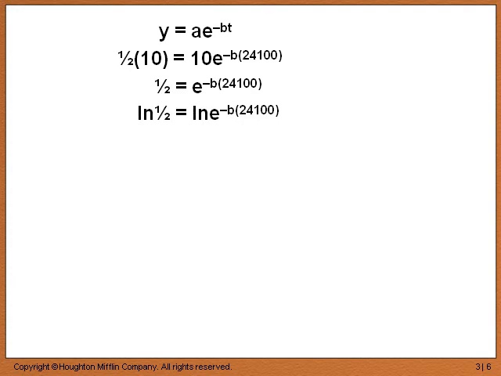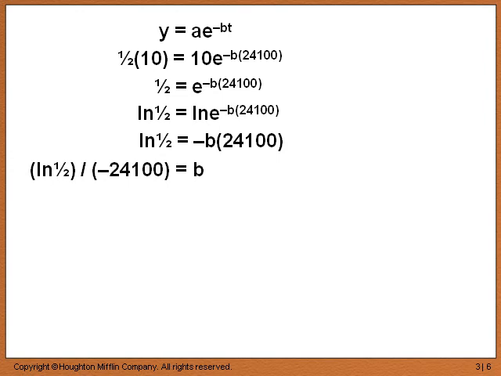And you can easily get b from that. ln 1/2 equals ln e to the negative b 24,100. ln 1/2 equals negative b 24,100. ln 1/2 divided by negative 24,100 equals b. And we can stay with that instead of writing a number with a lot of decimal places, because in the end, this is actually going to be faster.